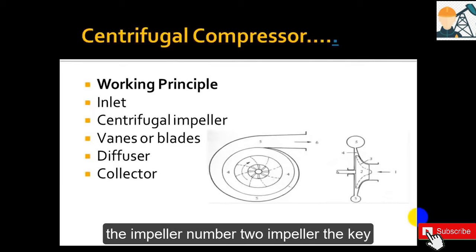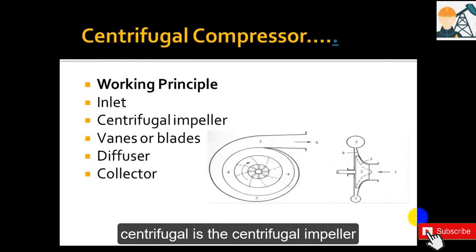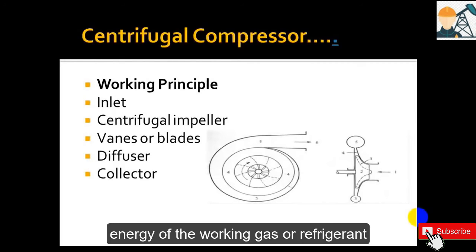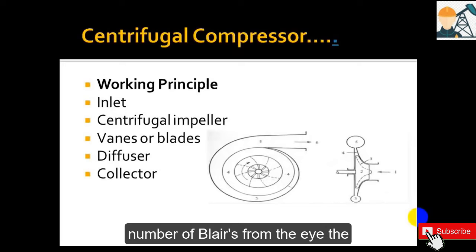Number 2, impeller. The key component that makes a compressor centrifugal is the centrifugal impeller. It is the impeller's rotating set of vanes or blades that gradually raises the energy of the working gas or refrigerant. Vanes or blades. The impeller consists of a number of blades. From the eye, the refrigerant enters the flow passages formed by the impeller blades, which rotate at very high speed. As the refrigerant flows through the blade passages toward the tip of the impeller, it gains momentum and its static pressure also increases.